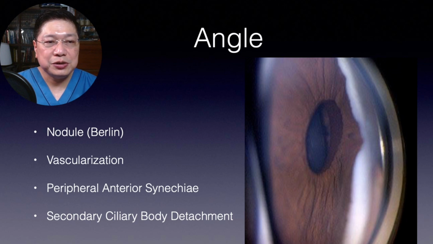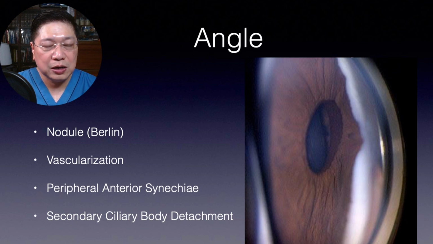This is a peripheral anterior synechia, meaning the iris is actually plastered forward, such that you can no longer see the trabecular meshwork. It's blocking the access to the trabecular meshwork, creating a phenomenon we call closed angle glaucoma.